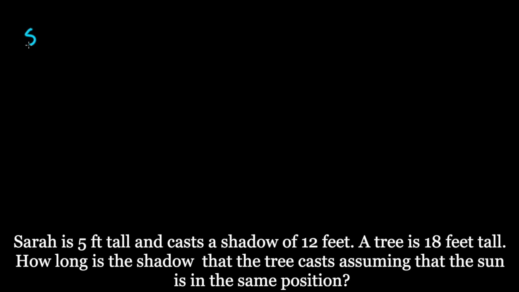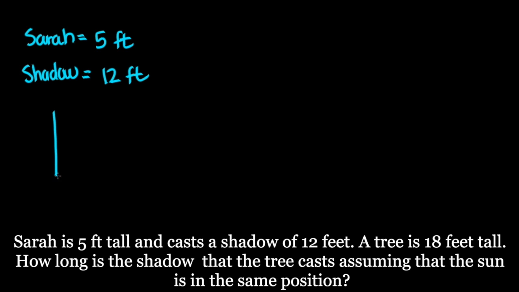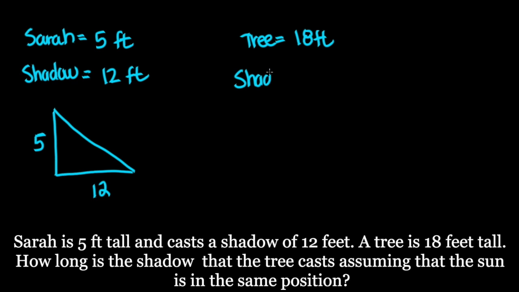So let's start off by saying that Sarah is 5 feet tall, and her shadow is 12 feet long. Let's go ahead and draw the triangle for this. So if Sarah is 5 feet tall, she's going to cast a shadow that's 12 feet long. Now our tree is 18 feet tall. But we don't know how long the shadow is that the tree casts.